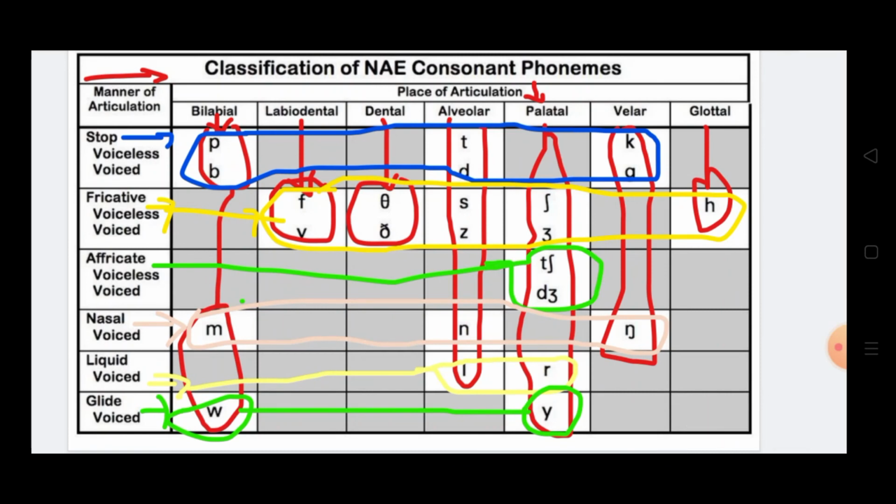The stop sounds are p, which is voiceless, b, which is voiced, t, which is voiceless, d, which is voiced, and k, which is voiceless, and g, which is voiced. And fricatives are f, which is voiceless, and v, which is voiced, th, which is voiceless, and th, which is voiced, s, voiceless, z, voiced, and sh, voiceless, zh, voiced, and h. These are fricatives.